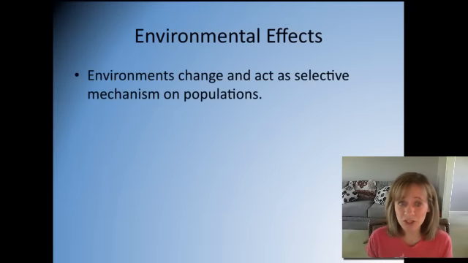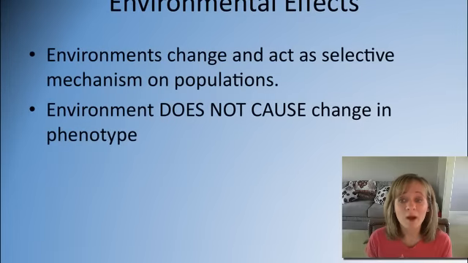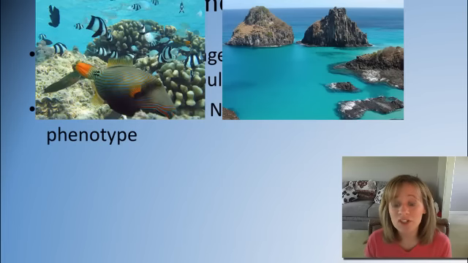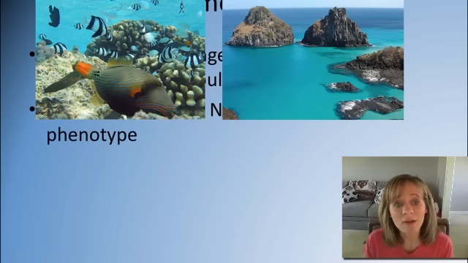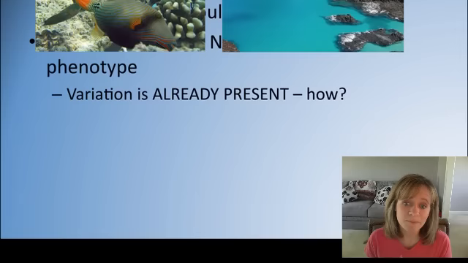So environments do change and they do act as a selective force on population. However, it is so important to understand that environment does not cause the change. Remember back from a few slides ago, that variation is already present in the population, either through mutation or shuffling of chromosomes through sexual reproduction. Environment does not cause the change. Please understand that. So let's say that we have a change in environment and this population is now in these shallow, warm waters. Well, the individuals that have a better phenotype are going to survive, reproduce in that environment, and have offspring that are also able to survive and reproduce because they have that beneficial trait.